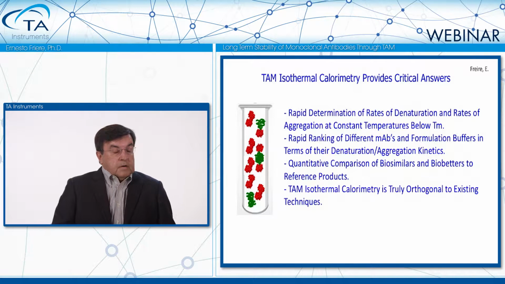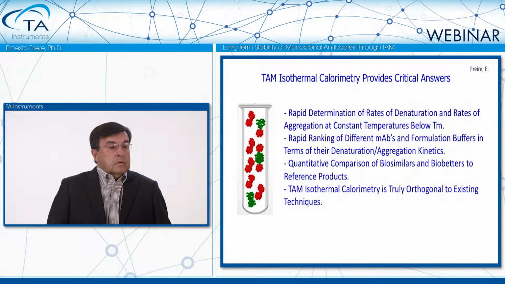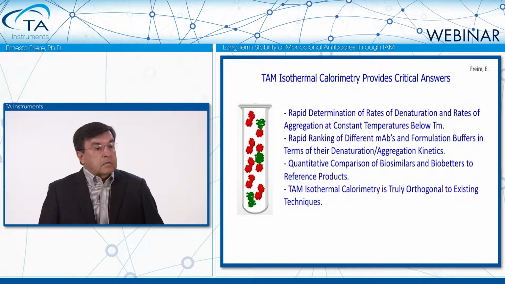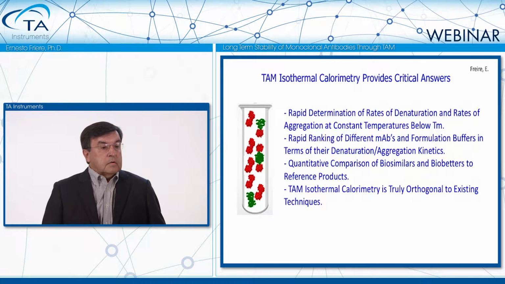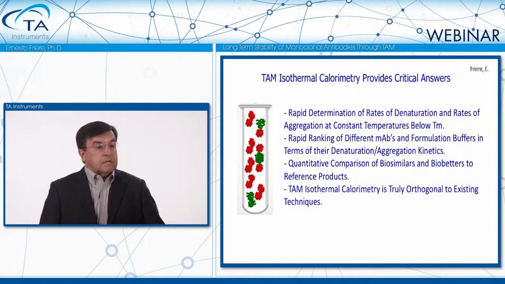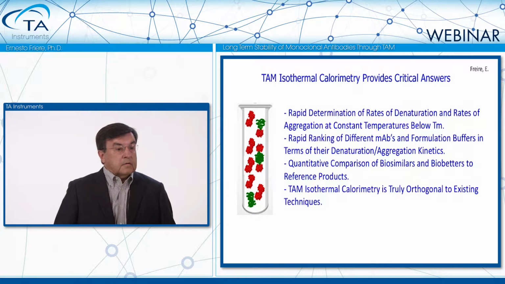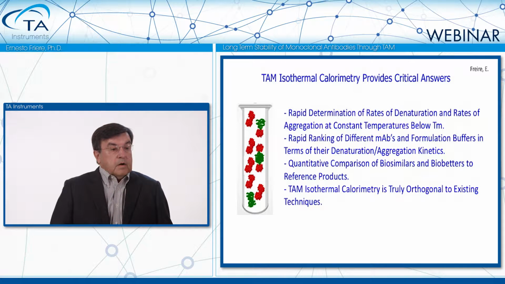So the TAM isothermal calorimetry provides critical answers to the issue of developing new monoclonal antibodies as protein drugs. One is the rapid determination of rates of denaturation and the rates of aggregation at constant temperature below the melting temperature, the Tm, rapid ranking of different monoclonal antibodies and formulation buffers in terms of their denaturation aggregation kinetics, and a quantitative comparison of biosimilars and biobetters to the reference products. TAM isothermal calorimetry is truly orthogonal to existing techniques. It's not just one additional technique that measures temperature denaturation or chemical denaturation, etc.